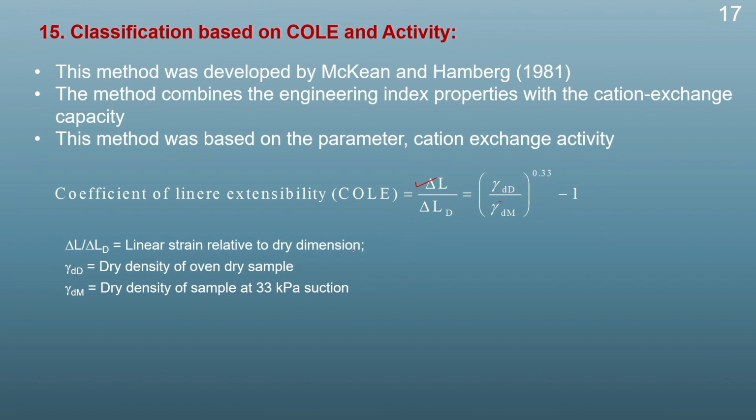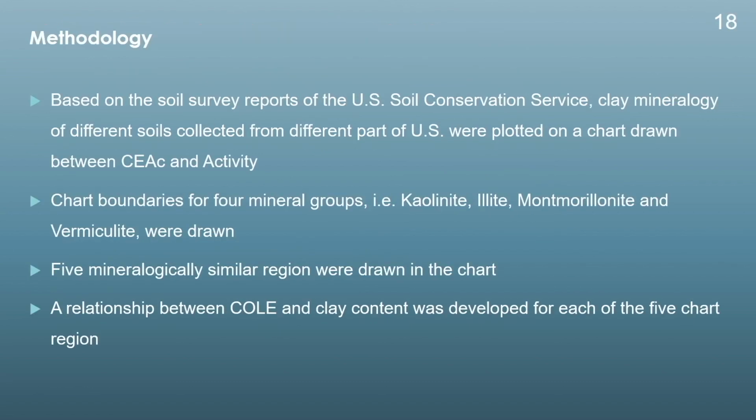So, in this method, which I will explain while talking about the shrinkage behavior of the soil, the soil will be dried after a particular water content and then the change in length of the soil will be determined. Based on that, the COLE value will be determined. This method combines the engineering index properties of the soil with the cation exchange capacity. Here also the cation exchange activity parameter is used to classify the soil.